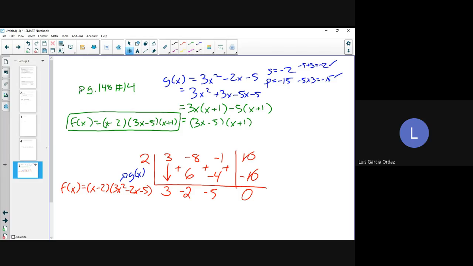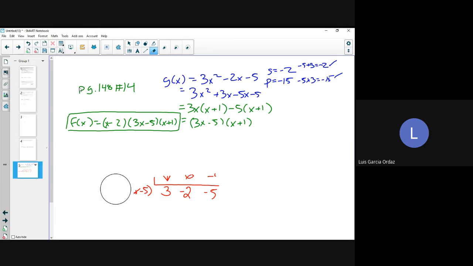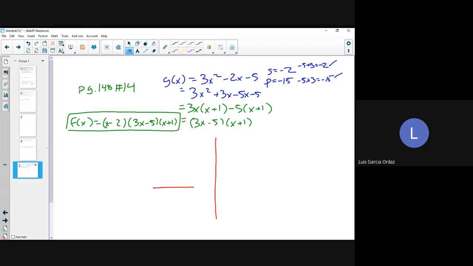But although we factored it all out already, what's the last thing we have to do for that question? We're going to have to graph it out. Okay, so first we have to state the characteristics. What is the degree of this polynomial function? 3.